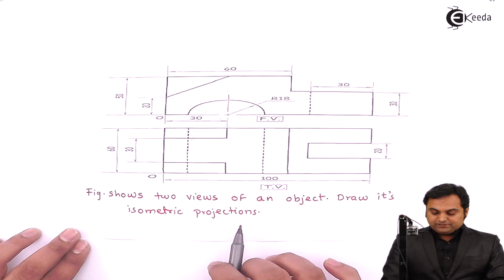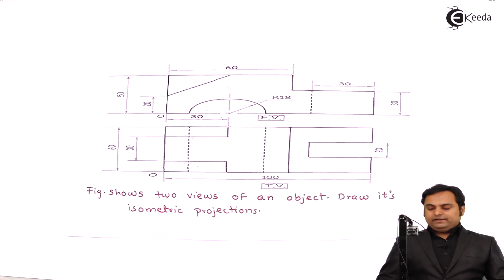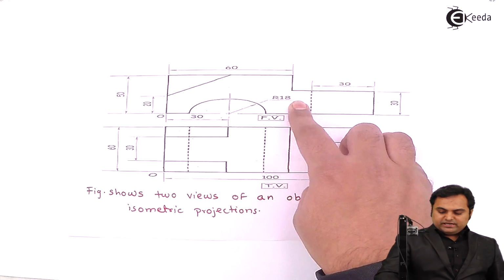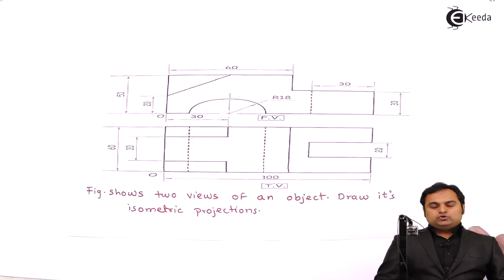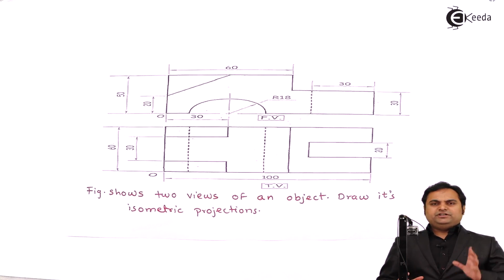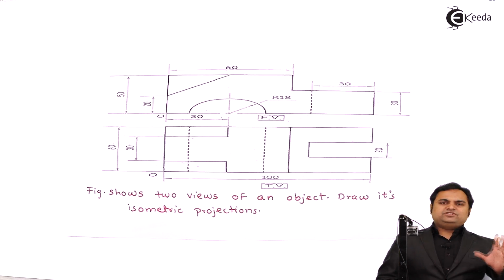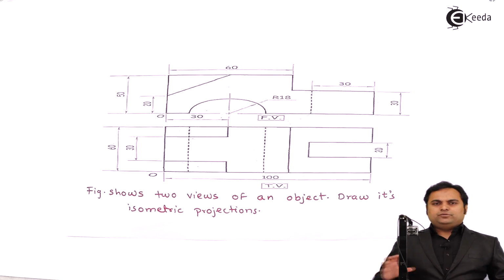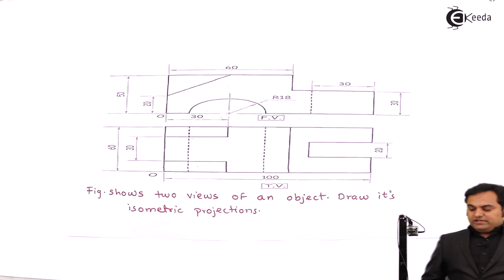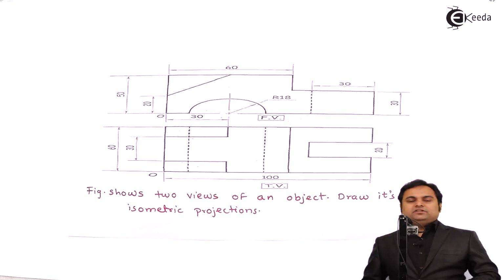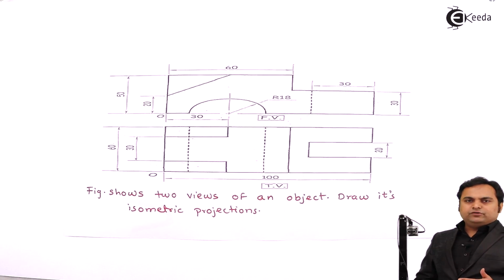Draw its isometric projections. So by looking at the object from the front, it should look in this way, and from the top in this way. So we have to draw the isometric projection. It means we have to convert these 2D diagrams into a 3D diagram, which is the 3D figure called the isometric projection.